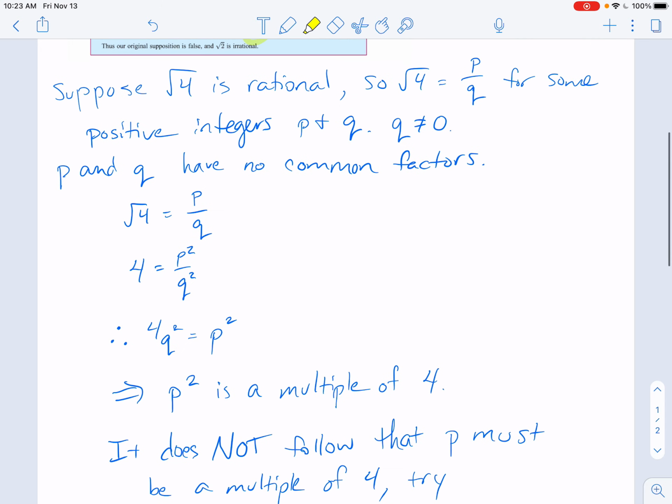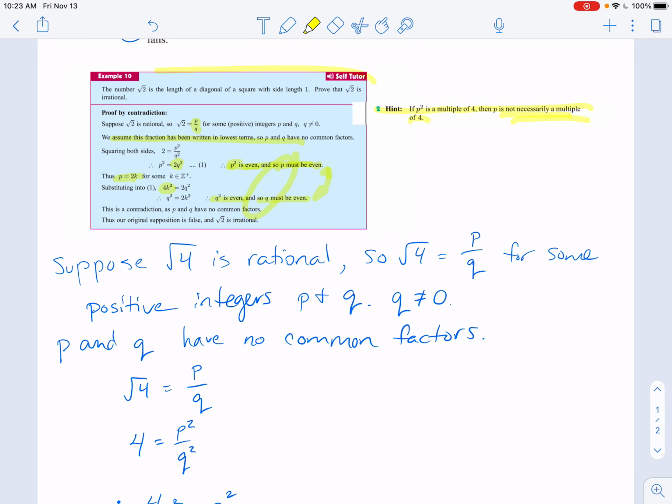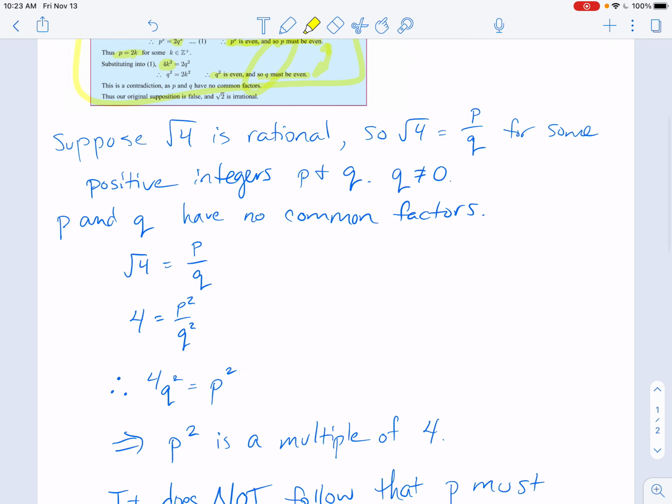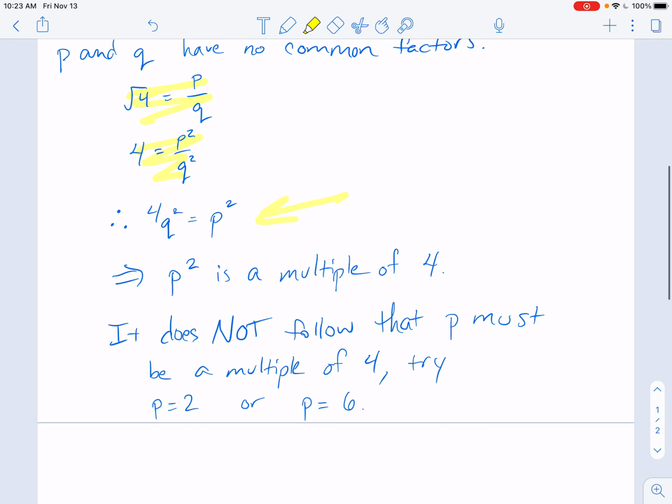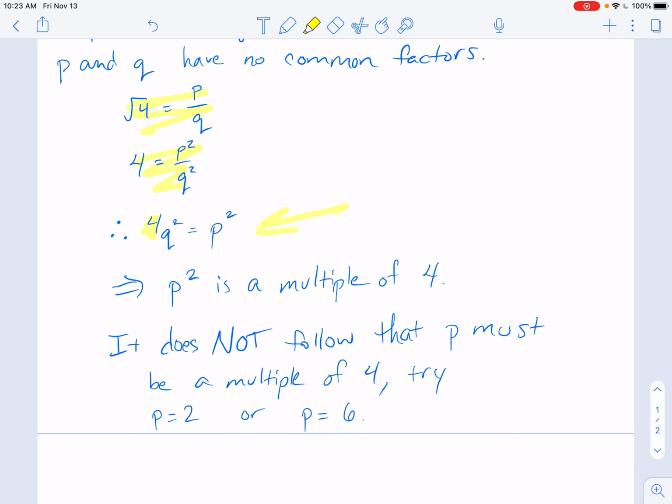So we tried, I followed this example word for word. Suppose the square root of 4 is rational. So root 4 is equal to p over q for some positive integers p and q not equal to 0. P and q have no common factors. Okay, so then we squared both sides. Then this got us to where we're saying that p squared is a multiple of 4.